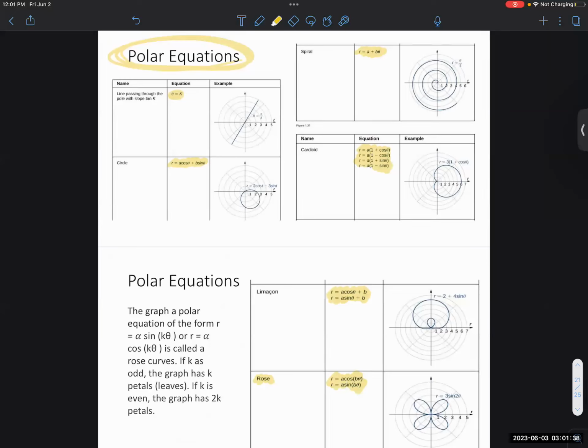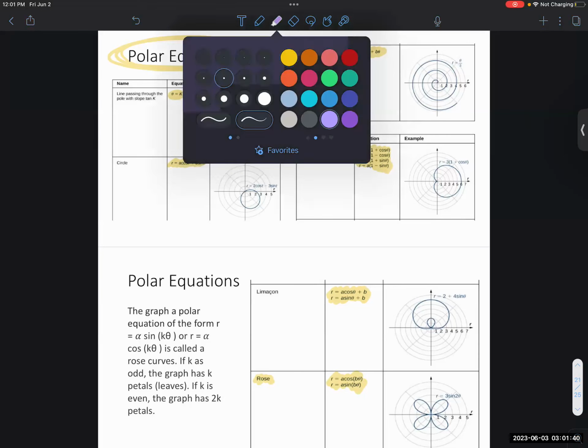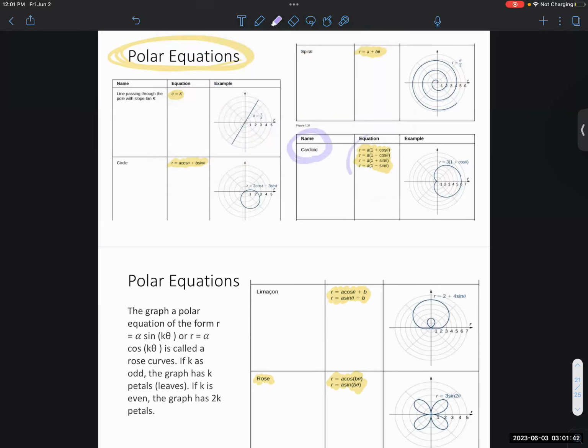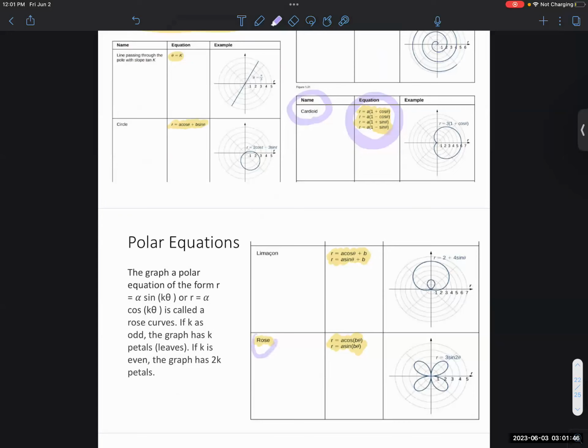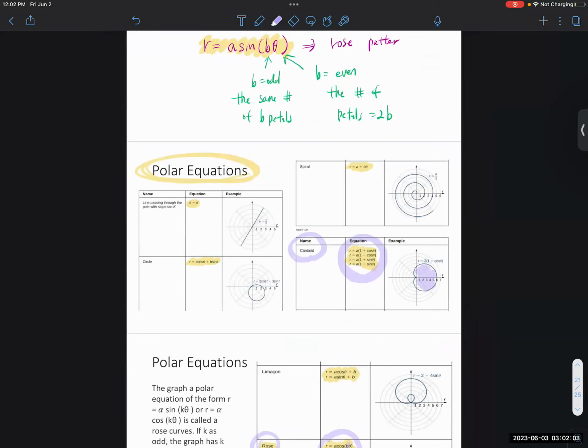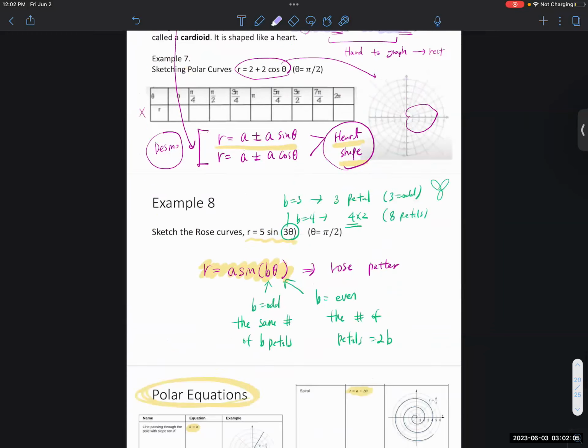So in this 1.3, I'm just emphasizing the cardioid shape, which is this function. This is all the polar equation. And the rose, these are unique, because the shape is a heart, and the rose is like a petal. Again, a rose is a little bit unique. Depending on the b, whether it is even or odd, you're going to have the same number of petals or double petals. So that's what I showed you in the previous two examples.